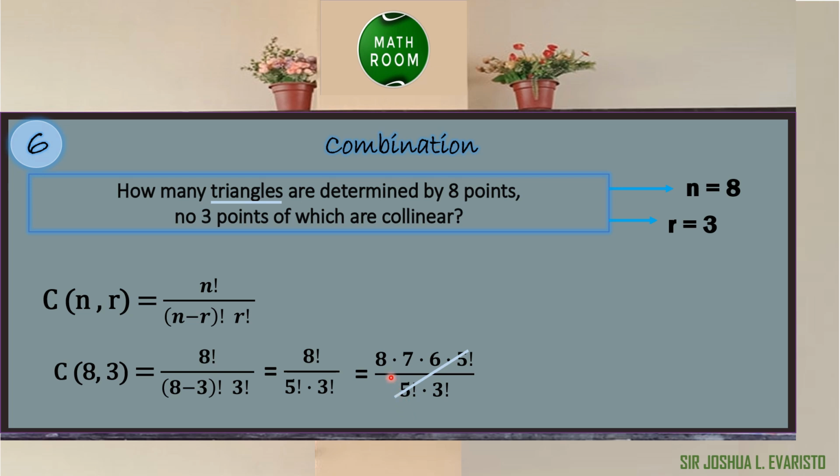Multiply the remaining factors. 8 times 7 times 6 is equal to 336, and 3 factorial is 3 times 2 times 1, which is equal to 6. Last step, 336 divided by 6 is equal to 56. Therefore, we have 56 triangles formed.